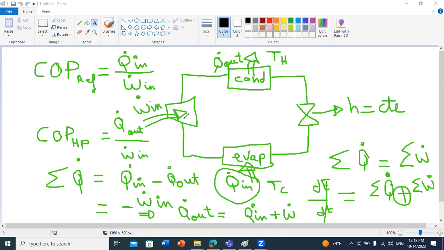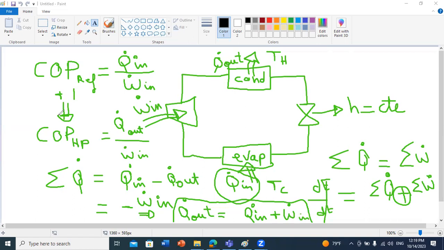This convention is easier, I think. You can put sum of Q dot plus sum of W dot equals 0. Everything in is positive, everything out is negative. So you put plus W dot in plus Q dot in minus Q dot out equals 0. So you get that Q dot out is equal to Q dot in plus W dot in. You can do this always. So this is why COP heating is larger than COP refrigeration. Because if you replace, you deduce that COP refrigeration plus 1 gives you the COP heating of the heat pump.